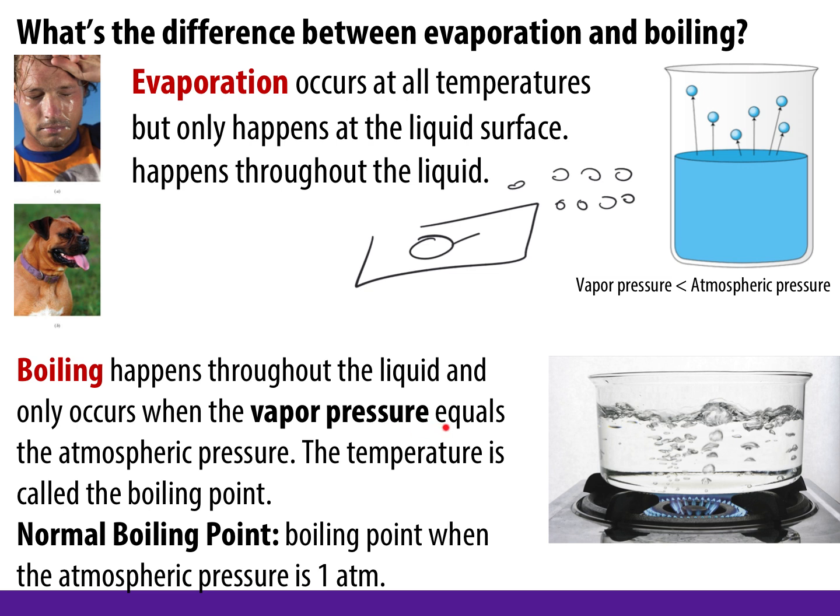Boiling only happens when the vapor pressure of the substance is equal to the atmospheric pressure. In that case, we can get boiling, these big bubbles of gas forming throughout the liquid, as opposed to only off of the surface, like when we have evaporation. So they're different sort of phenomena. Boiling point depends on the pressure of the atmosphere, but the normal boiling point is the boiling point when the atmospheric pressure is 1 atmosphere.